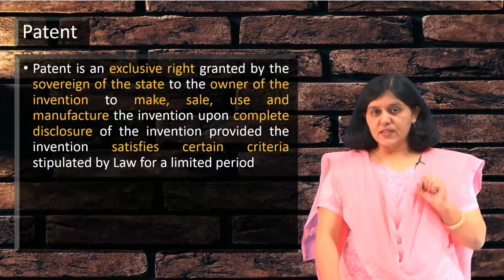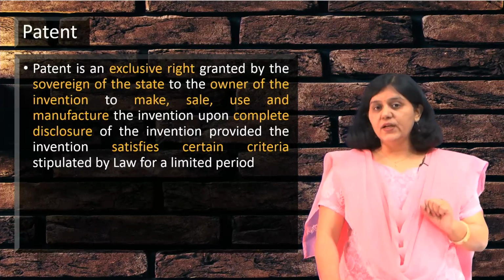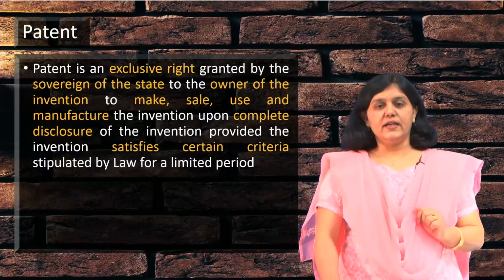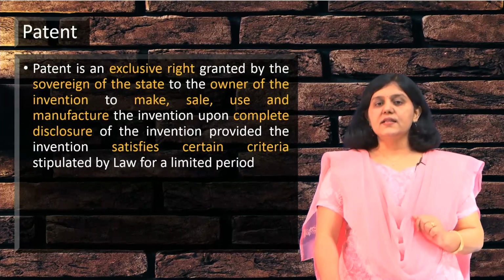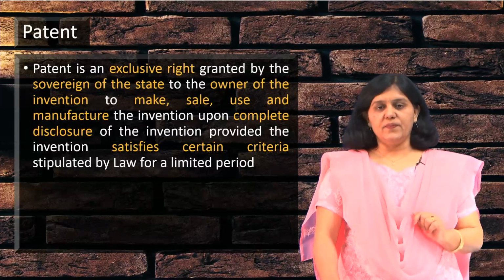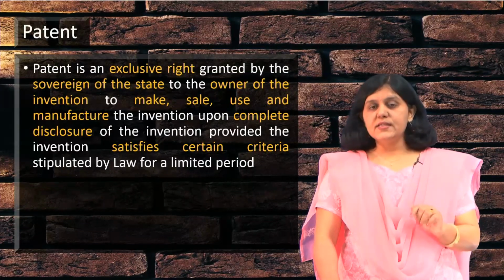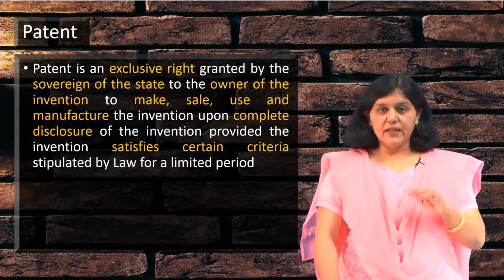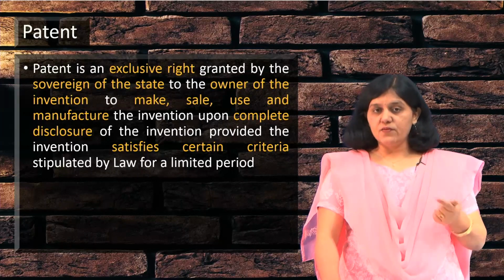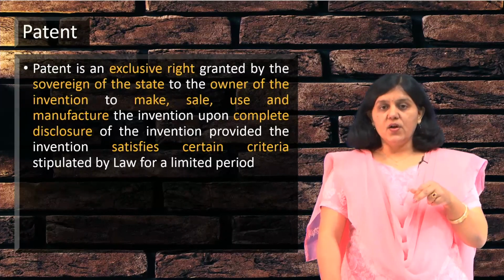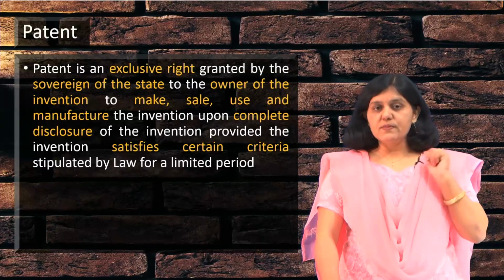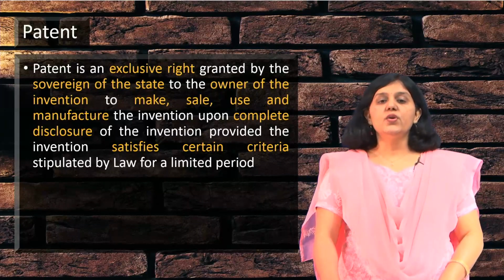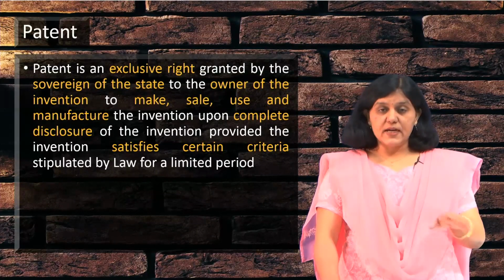Obviously, from this you might have realized that this is a territorial right. If Indian Patent Office grants this right, it is limited to Indian territory. And if USA Patent Office grants the right, this will be limited to USA only. Thus, if Indian Patent Office grants the right, your right will be limited to Indian territory. You cannot enforce your rights beyond its territory. Or if USPTO, that is US Patent Office, grants that right, then it will be limited to USA only. You cannot enforce that right in India.